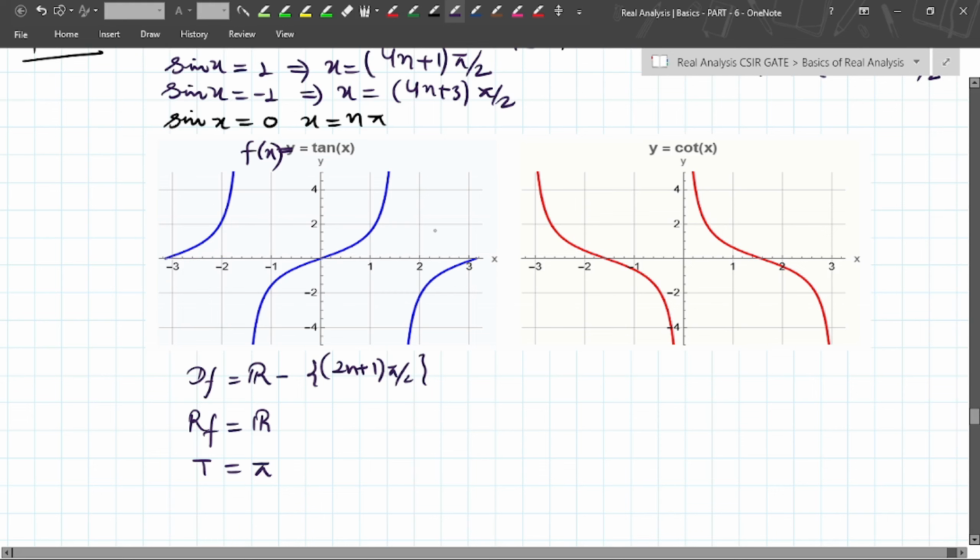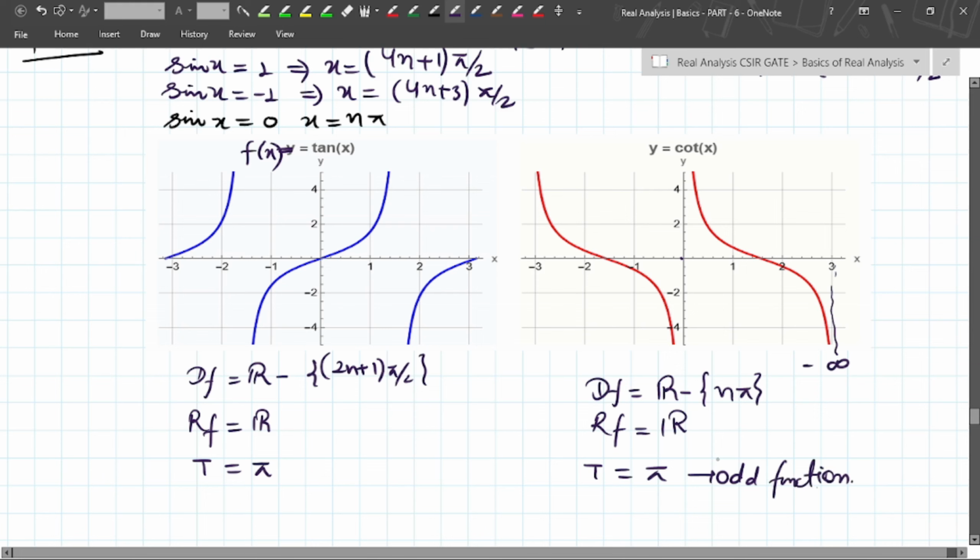Next we have cot of x. The domain for this is the real numbers except n pi, where it goes to infinity. For n equal to 0 and pi, it is also going to infinity, and minus infinity. You can see here the range of this function is the real numbers, the period is pi also, and this is an odd function.